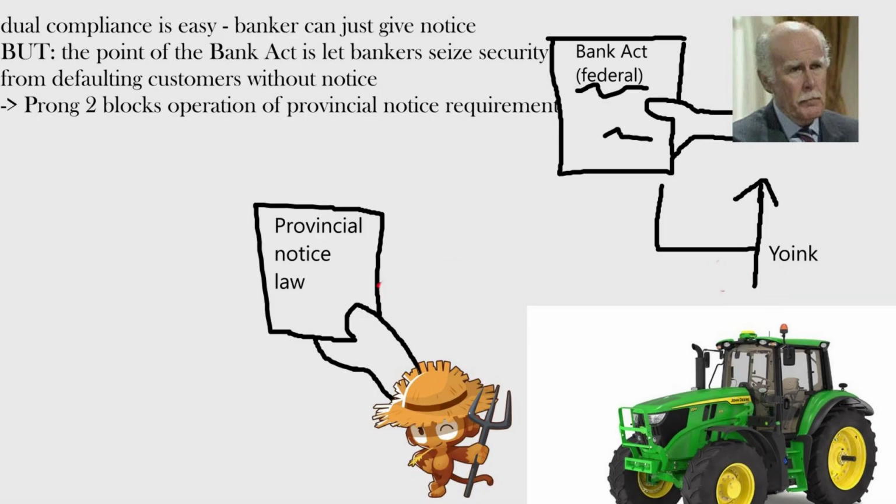According to the trial court, the Bank Act authorizes action without mentioning notice, so paramountcy says you don't need notice. The farmer loses. The appellate court disagreed. You are perfectly capable of exercising your Bank Act right without breaching the provincial law, since you can just give notice. Thus, they found no conflict, so the provincial law is operative and the farmer wins. The Supreme Court ended up siding with the bank, even though there was a possibility of dual compliance.